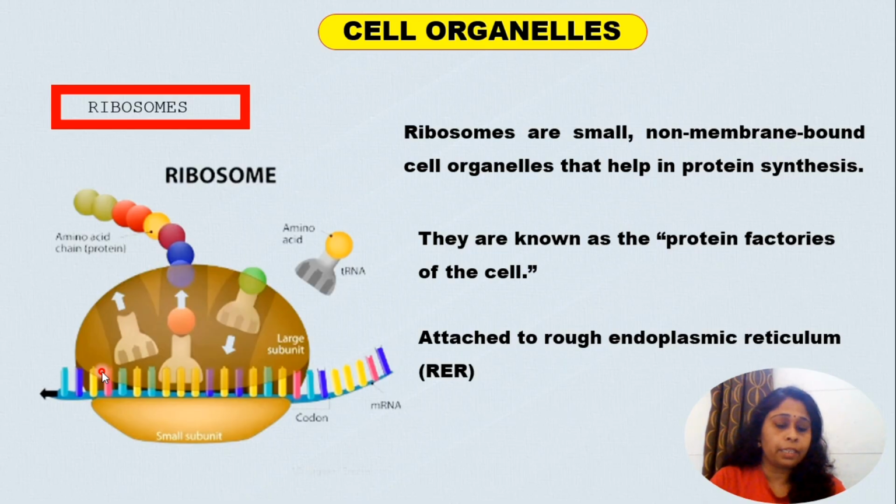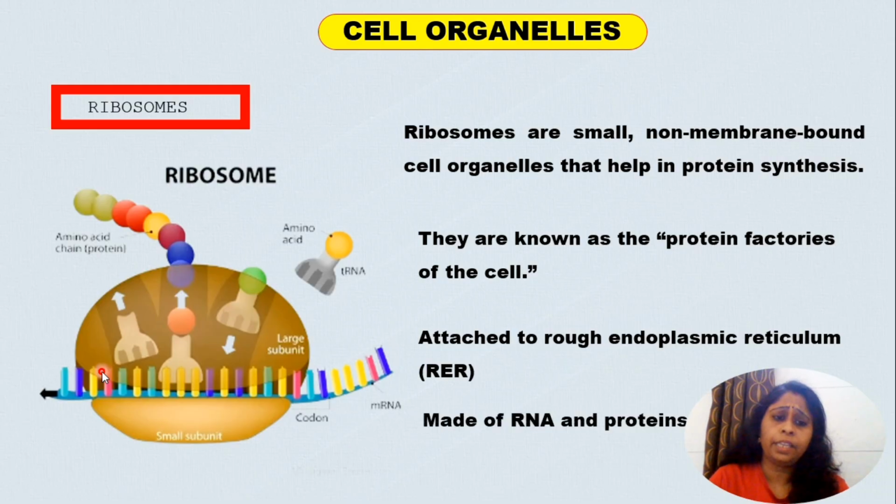And these are attached to the rough endoplasmic reticulum, as we have seen in the previous one, right? And the ribosomes are attached to the rough endoplasmic reticulum. And they are also made up of RNA and proteins. RNA means ribonucleic acid. Okay.